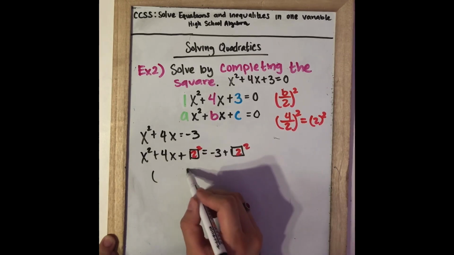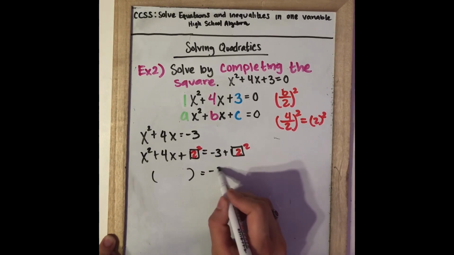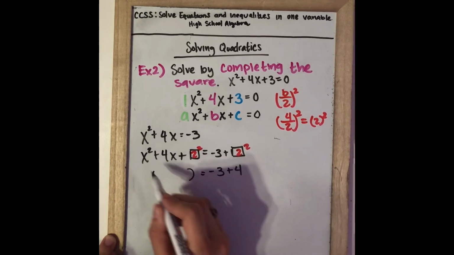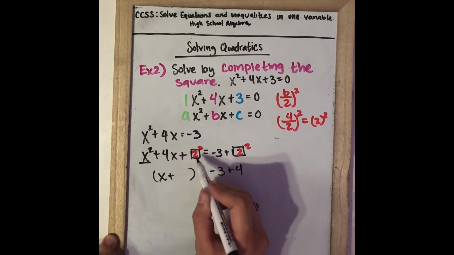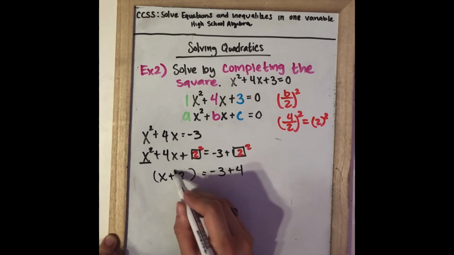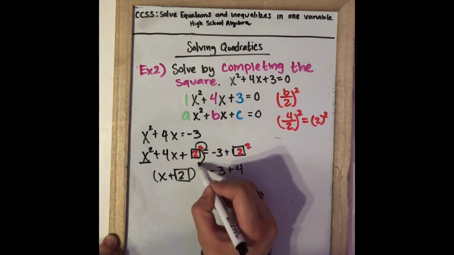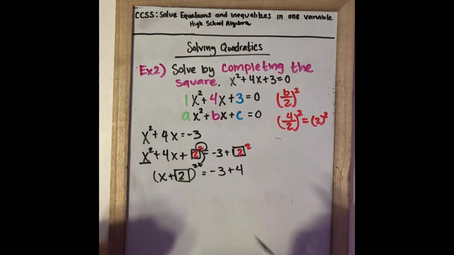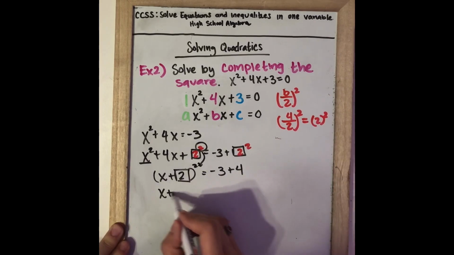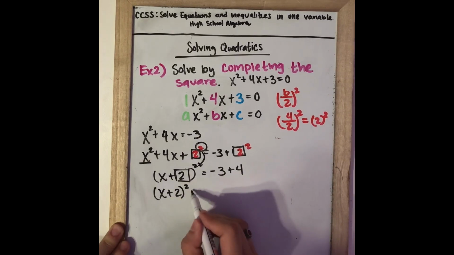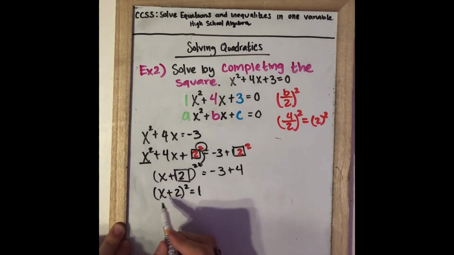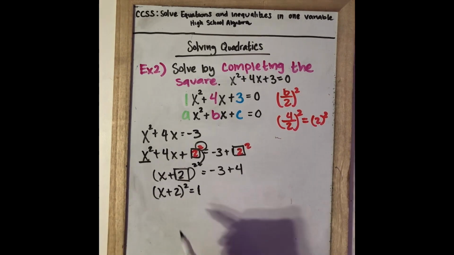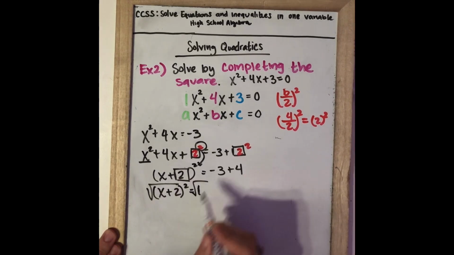So here we're going to do parentheses is equal to -3 plus 4. We're going to take this x, place it here, this sign, which is positive, we're going to take this 2, put it here, and the squared is going to go outside the parentheses. So now we have x plus 2 squared is equal to 1. Now we have to solve for x. So we have to take the square root of both sides.